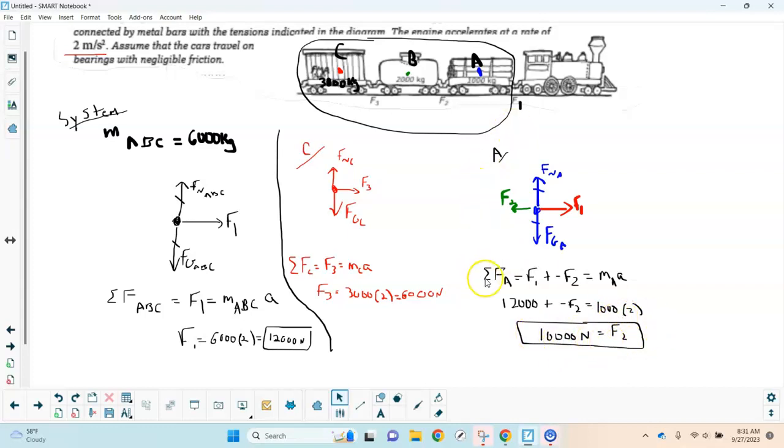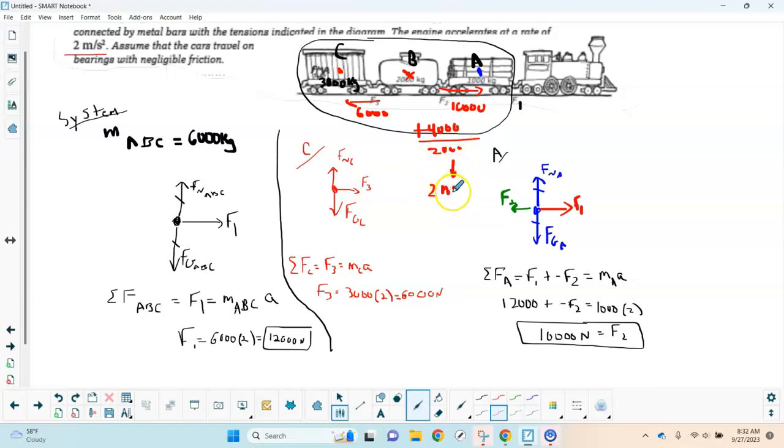Again, a quick way you can check: this F2, we said, was 10,000. If we're talking about this car here, B, we got 10,000 going to the right. We said F3 was 6,000 going to the left. So if I have those two forces counteracting each other, 10,000 minus 6,000, I have a positive 4,000 for the net force. And then the mass of this car here that I put the X on, car B, is 2,000. So 4,000 divided by 2,000 leaves you 2 for the acceleration.